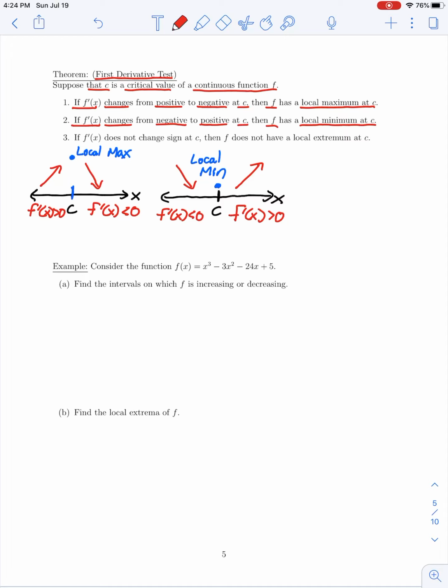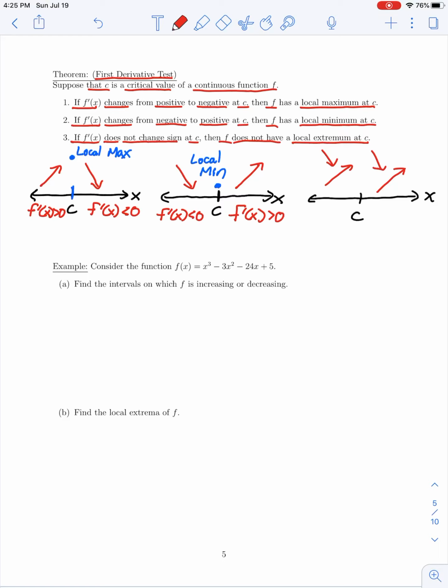Now the last case for this first derivative test says if the sign of f prime of x does not change at c, then the function does not have a local maximum nor a local minimum at c. So again, we could see that if we consider our x-axis and we have some value x equals c, and let's say that our sign doesn't change. Maybe we move from positive to positive, so the function is increasing to both sides of c, or perhaps decreasing, then we see that we do not have a maximum nor a minimum at c. All right.